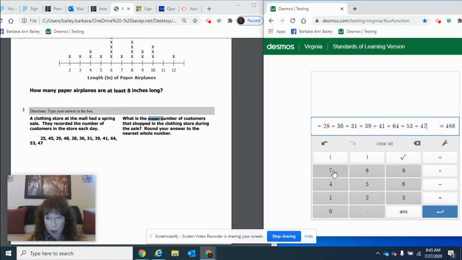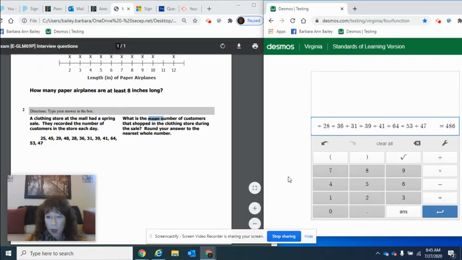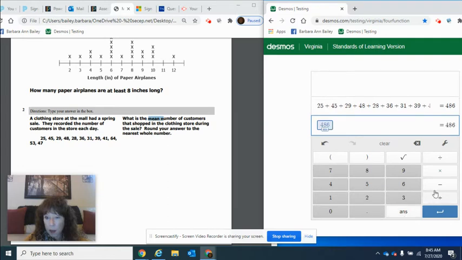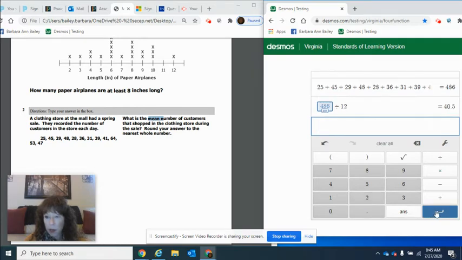Okay, I put all my numbers in, but now I can hit enter. I want to get that total. And then I want to get the answer divided by 12. And I still end up with that same 40 and 5/10, which rounds to 41. But it was very important for me to get that sum before dividing. Why? Well, I'm going to show you why.